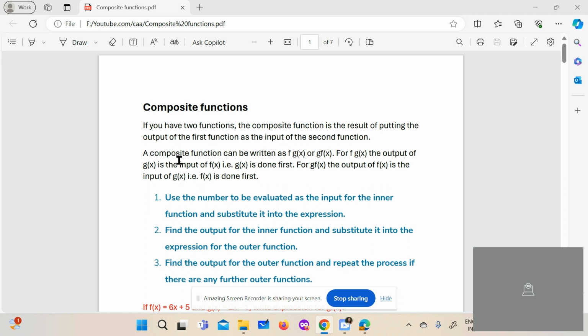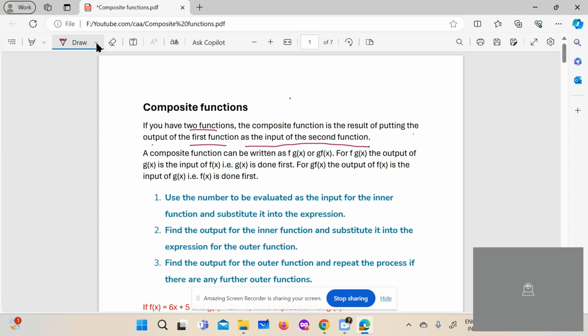So in today's class we are going to discuss composite functions. If you have two functions, the composite function is the result of putting the output of the first function as the input of the second function. So let me explain this.